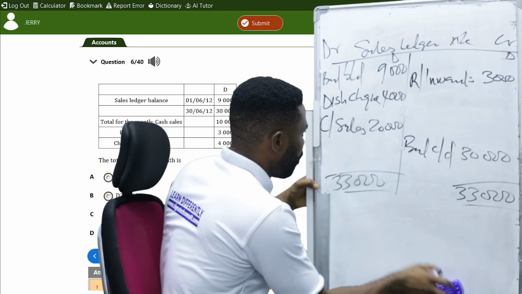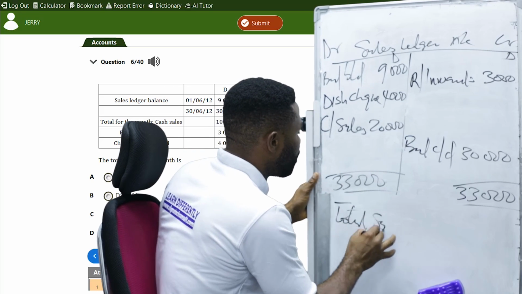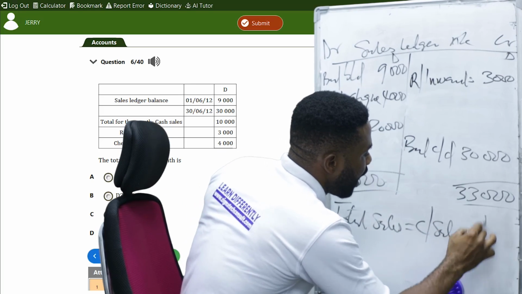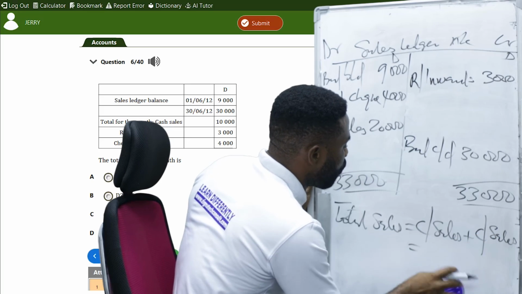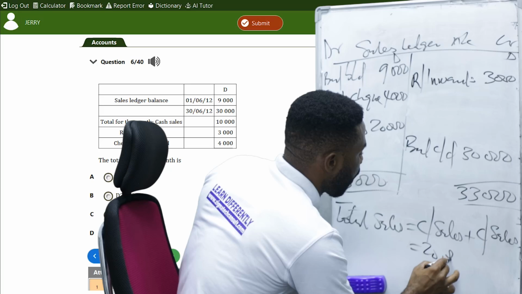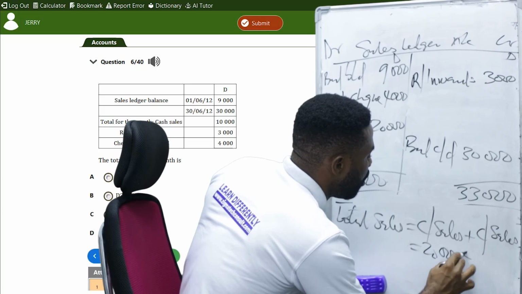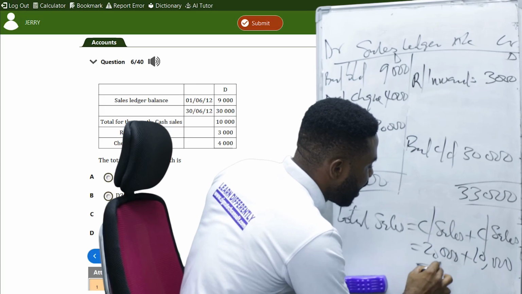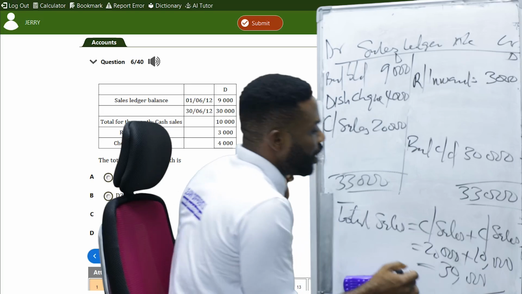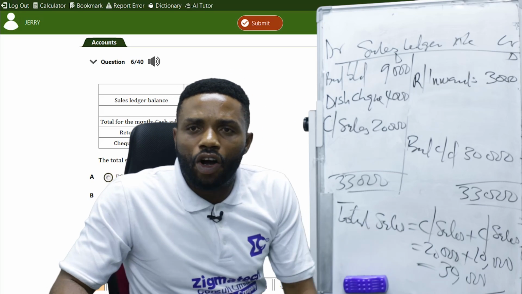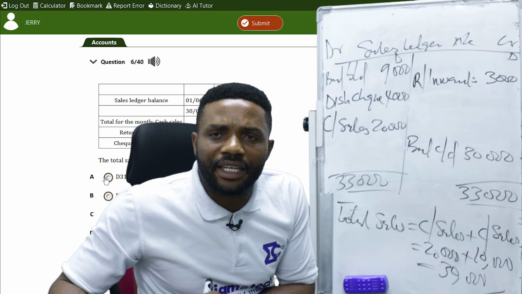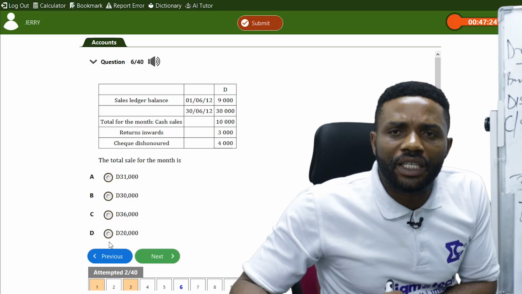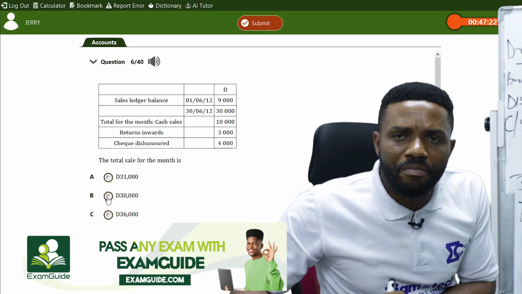So your total sales for the period is equal to credit sales plus cash sales, which is equal to credit sales 20,000 plus your cash sales given in the question, which is 10,000. So the answer is 30,000. Let's look at the options. Option A is 31,000, B 30,000, C 36,000, D 20,000. So the answer here is B.